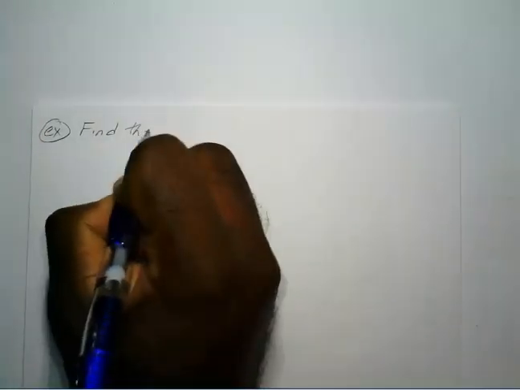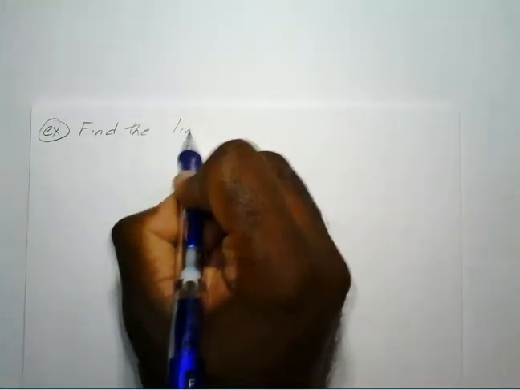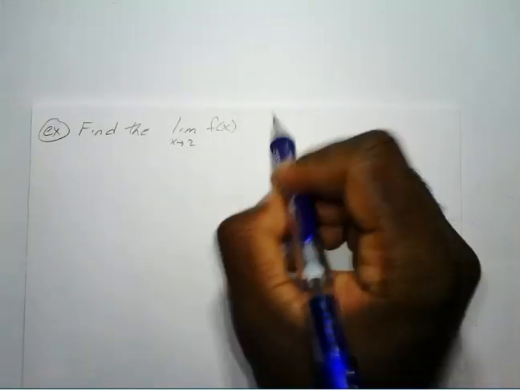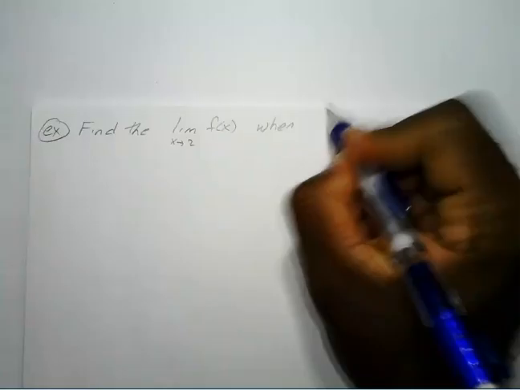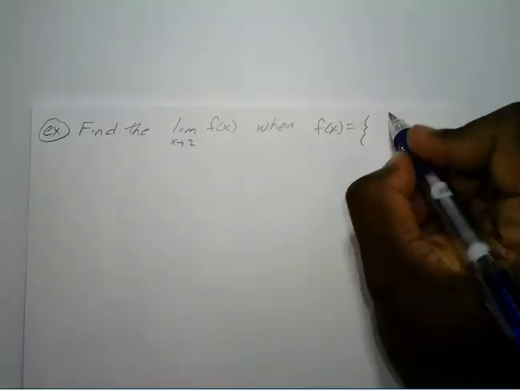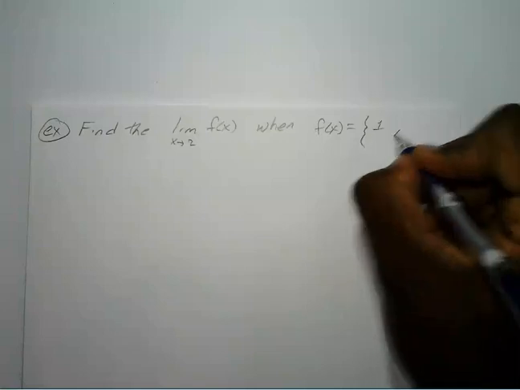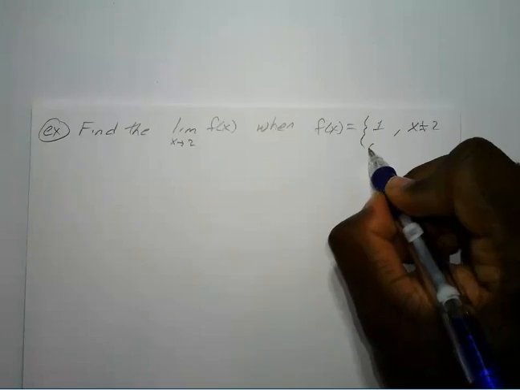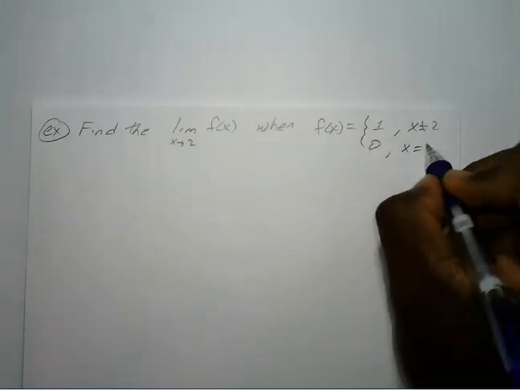All right, so let's say, for example, if you wanted to find the limit of f of x as x approaches 2 when, let's say, your f of x is the piecewise function. Let's say it's equal to 1 when x does not equal 2, and let's say that it's 0 when x does equal 2.